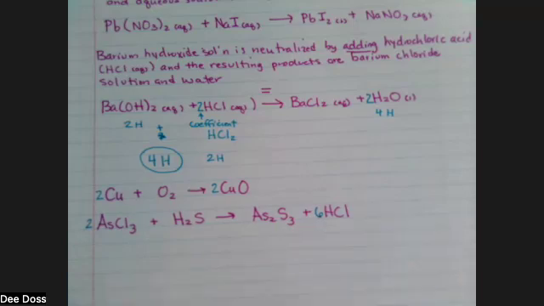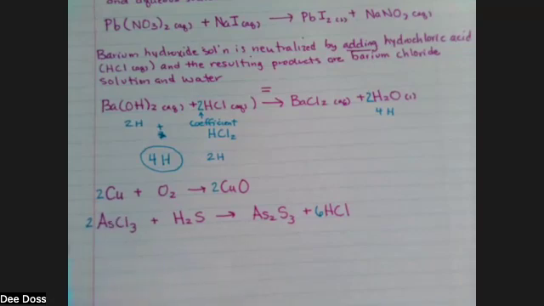Okay. Now, I'm going to go to my S's. I have 1 S over here. I have 3 over here. So I have to put a 3 here. Once I do that, that 3 affects this 2. So 2 times 3 is 6. I already have 6. So it's balanced.